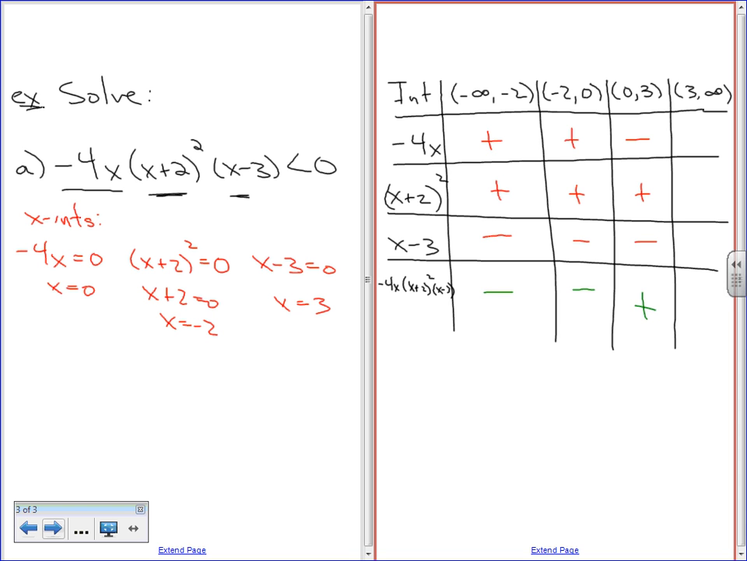10, putting it in here would be negative. That would be positive. 10 minus 3 would be a positive. So negative times a positive is a negative.